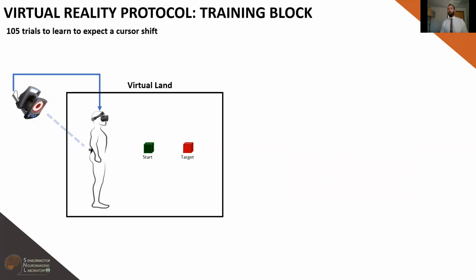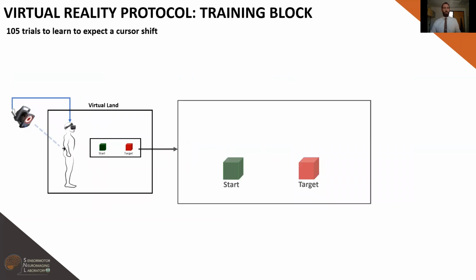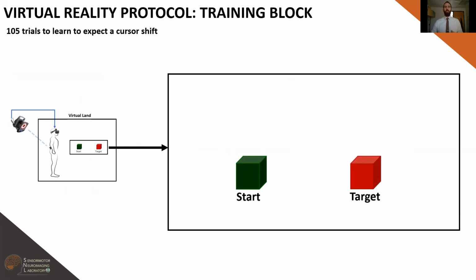Now, starting off, everybody's expectations are different. So we needed to get everybody on the same page as far as expected body positions go. To do this, they first complete a training block that implicitly teaches them to expect a backwards shift of the cursor. On each trial, the moment the cursor leaves the start box, the unseen cursor is shifted backwards, ultimately forcing them to move further than needed to hit the target.